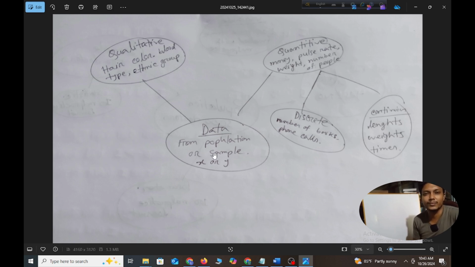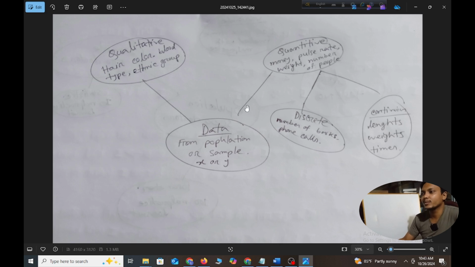So what is qualitative data actually? These just express the quality of something. It could be color, the blood type of people, or maybe ethnic group or religious status. These are just qualitative things, and these kinds of data are not usually useful in statistics.